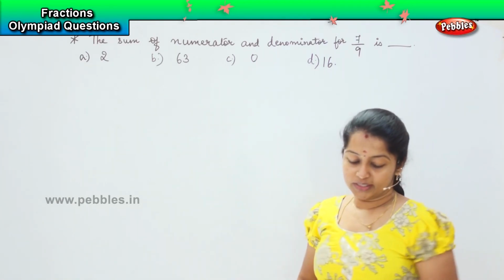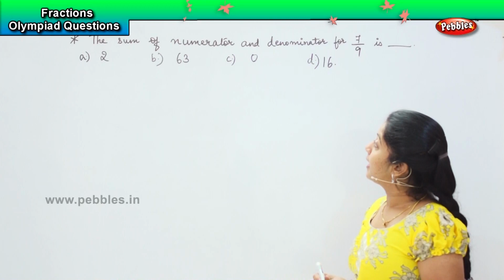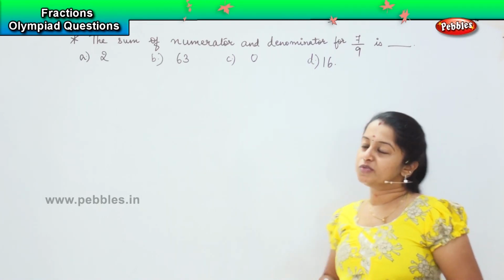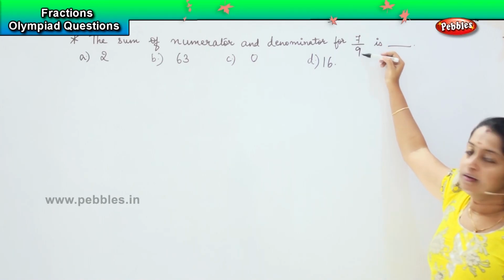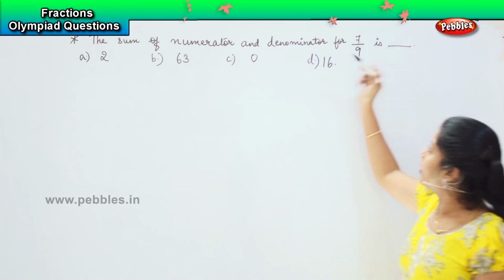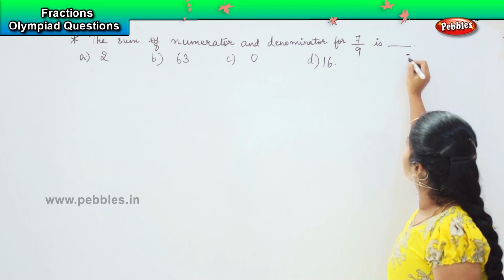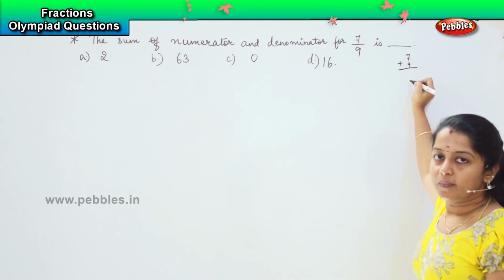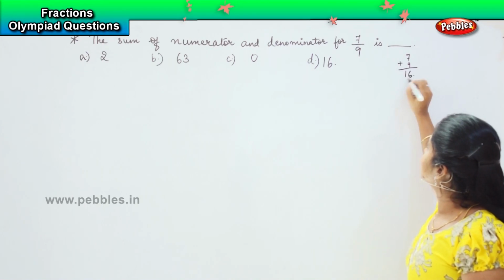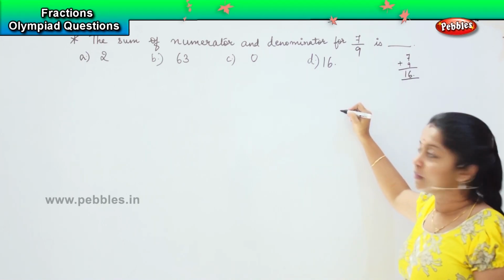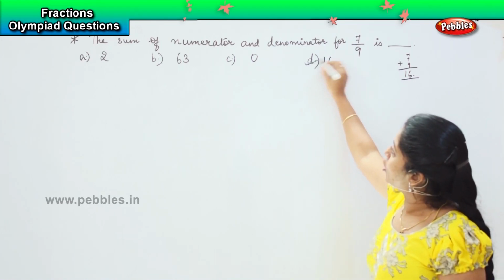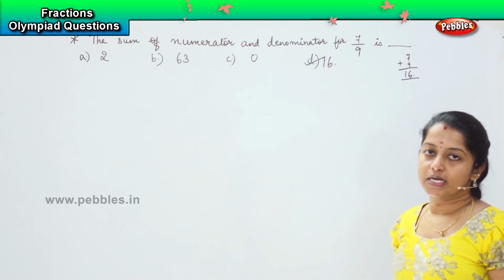So, what are they trying to ask children here? They are asking the sum of the numerator and the denominator, which means we need to add this and this. So, how will we be adding? 7 plus 9. How much is the answer? Very good. It is 16. So, which among these is the right answer? Very good. Option D is my right answer.